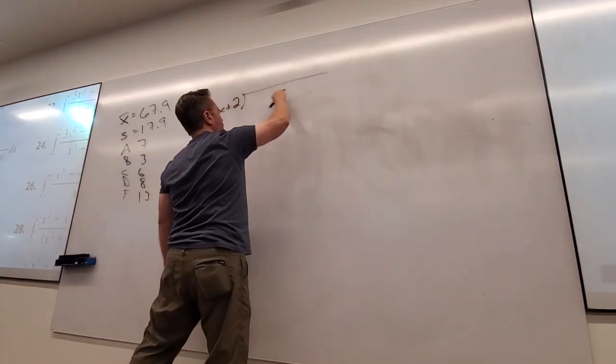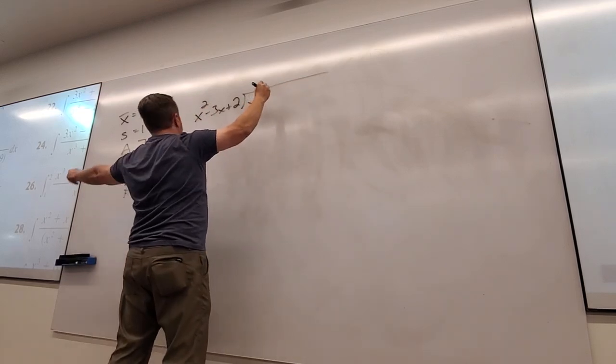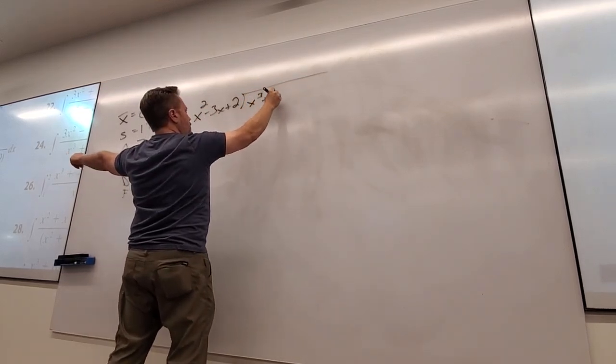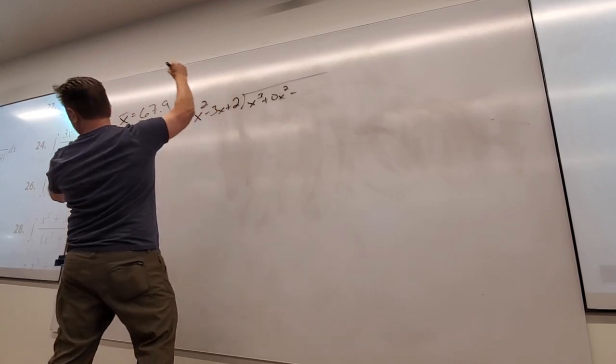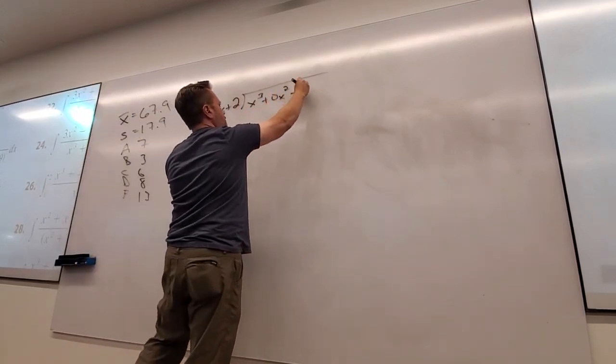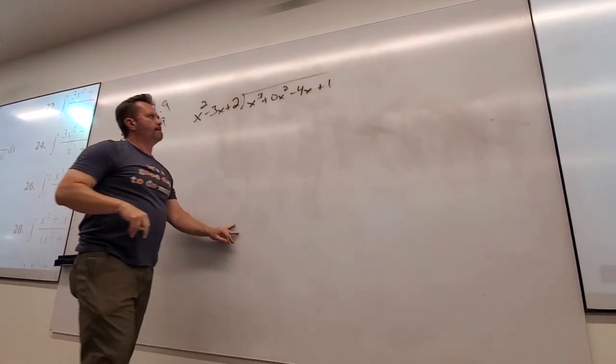What do you have to do? Be careful about here. Include the 0x squared. Yeah, there's no x squared. 4x. Where is it? 4x minus 1. Okay.